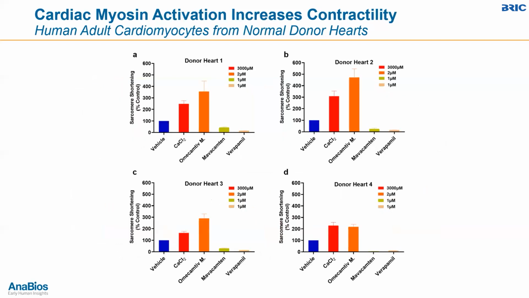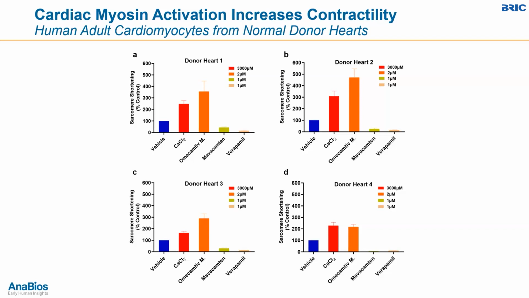Here are some data to show that, in addition to inhibiting myosin and showing a decrease in contractility, we can also test myosin stimulators, and here omecamtiv is a good example. As I said, omecamtiv is being developed for the treatment of heart failure with reduced ejection fraction, and you can see here omecamtiv tested at tenfold therapeutic exposure in different hearts.